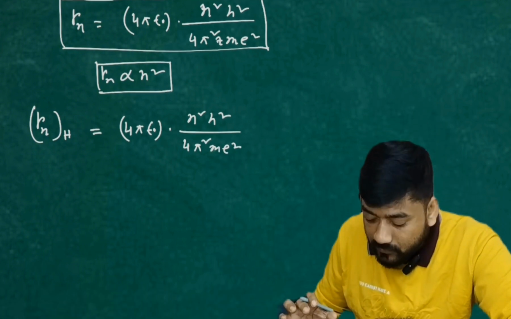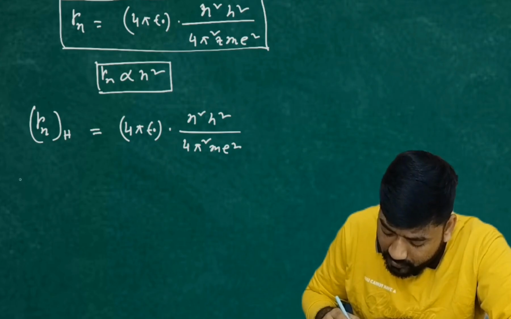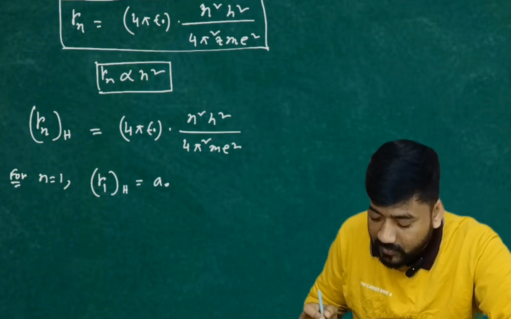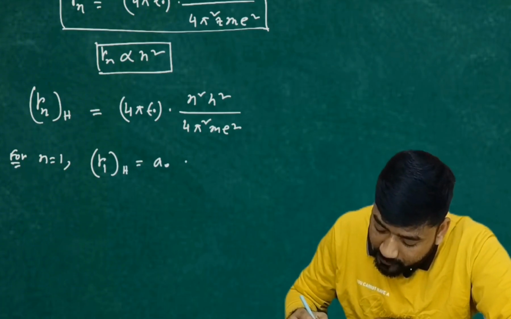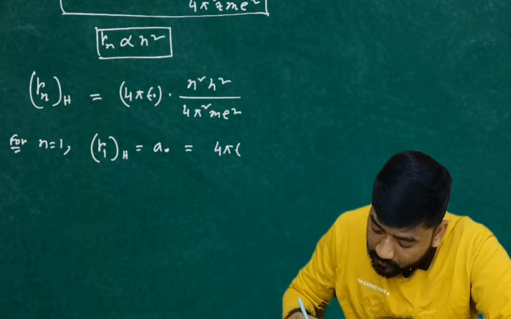Now for the hydrogen atom first orbit, what will it be? For n equal to 1, it will be just r1 of H. This is sometimes written as a0. This is the radius of the first orbit, and that will be basically 4 pi epsilon naught into h square upon 4 pi square m square.